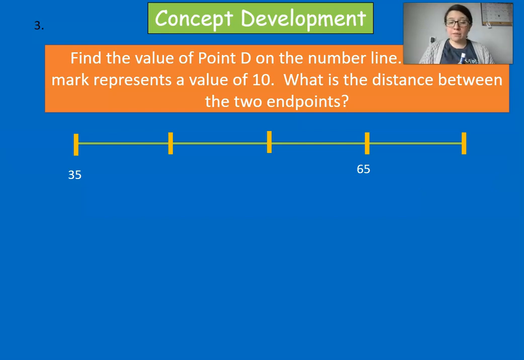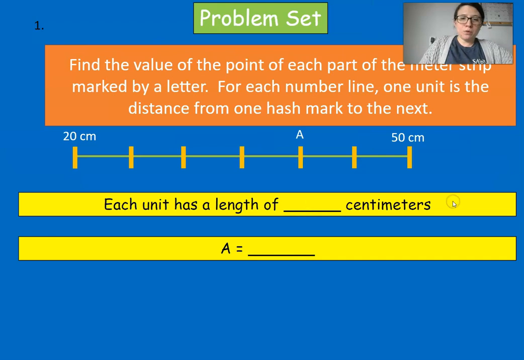Good, that endpoint is going to be 75. So what's the distance between 35 and 75? Good, it's going to be 40. Another way to think about that is to go 10, 20, 30, 40. Do your bunny hops. Boop, boop, boop. Okay.